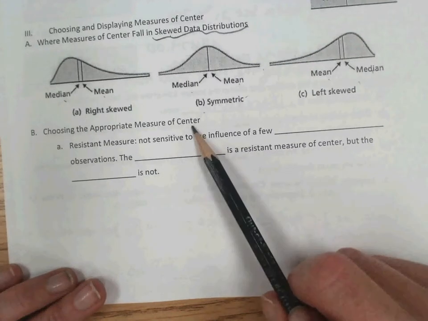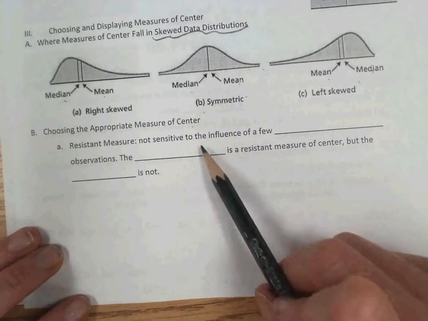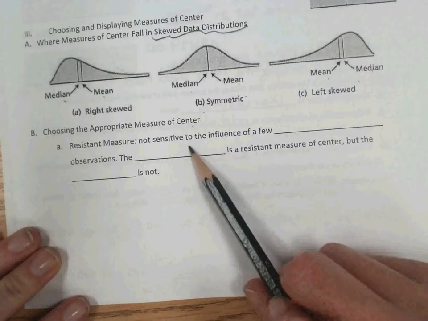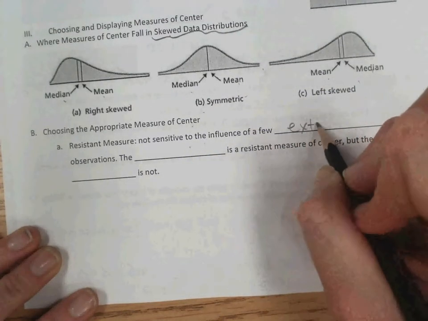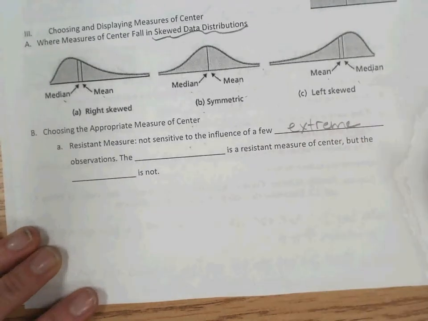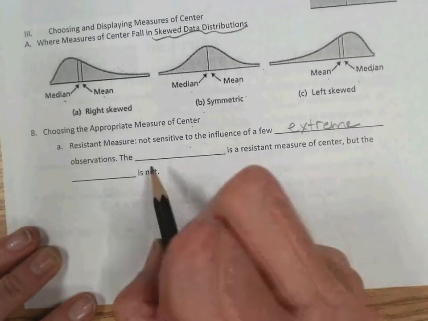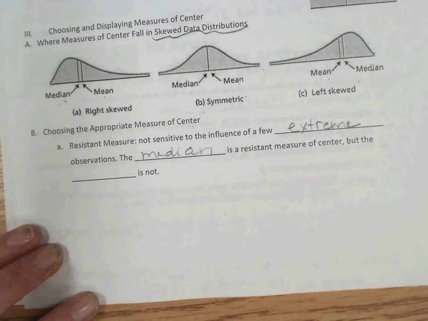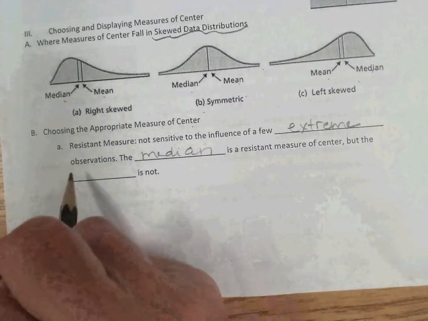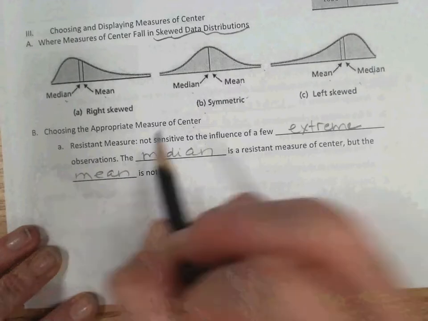So choosing the appropriate measure of center, another important topic. A resistant measure is not sensitive to the influence of a few extreme observations. The median is a resistant measure of center, but the mean is not.